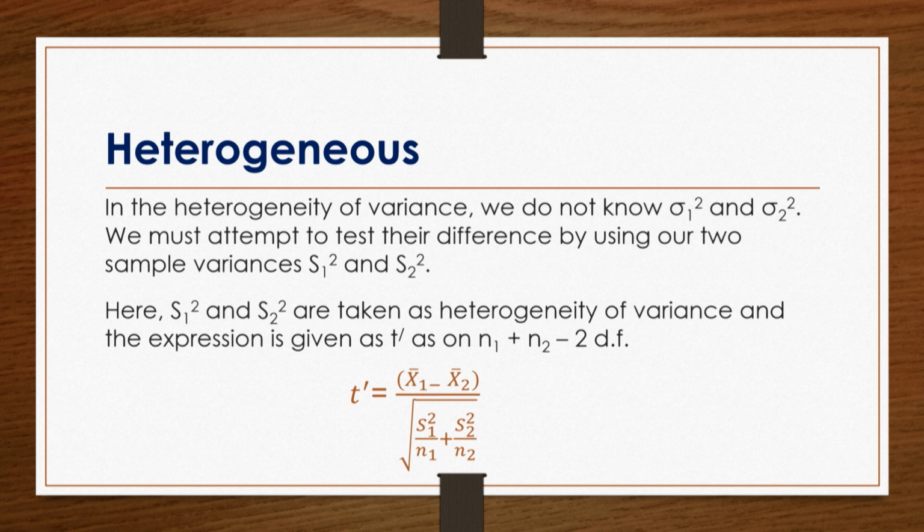Here s1 square and s2 square are taken as the heterogeneity of variance and the expression is given as t dash on n1 plus n2 minus 2 degrees of freedom. T dash is given by t dash equal to x1 bar minus x2 bar divided by the square root of s1 square by n1 plus s2 square by n2.